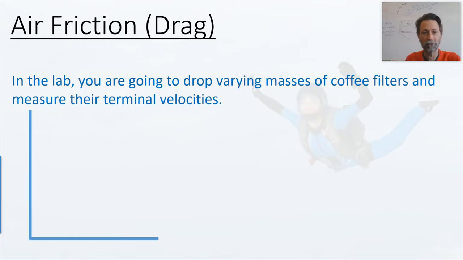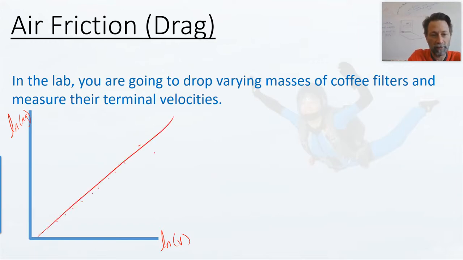So in the lab, you're going to drop varying masses of the coffee filters and determine their terminal velocities. On the y-axis, you'll graph the natural log of mass times gravity. On the x-axis, we'll graph the natural log of the velocity. And theoretically, we should end up with a line whose slope is equal to the n value, and we can determine what that integer is based off of it.